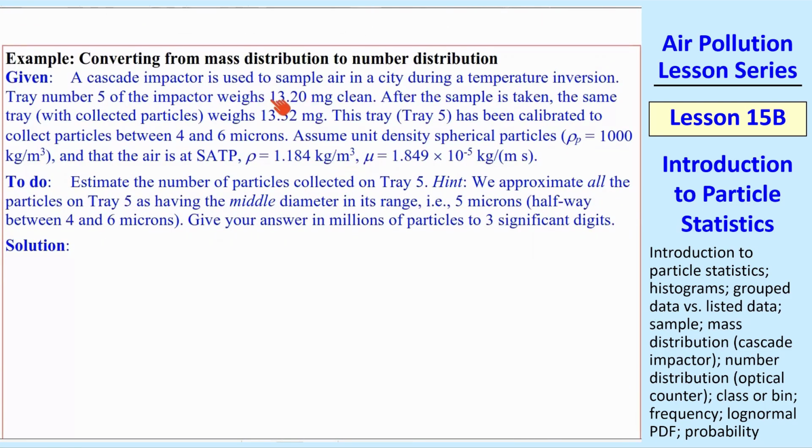The cascade impactors used. Tray number 5 weighs 13.2 milligrams clean and then 13.32 milligrams after we've run the sample. That particular tray collects particles between 4 and 6 microns, and we know the density of the particles. There's at SATP. Let's estimate the number of particles collected on tray 5. This is the key. We have to approximate all the particles on this tray as having the middle diameter, which is 5 microns, halfway between 4 and 6.